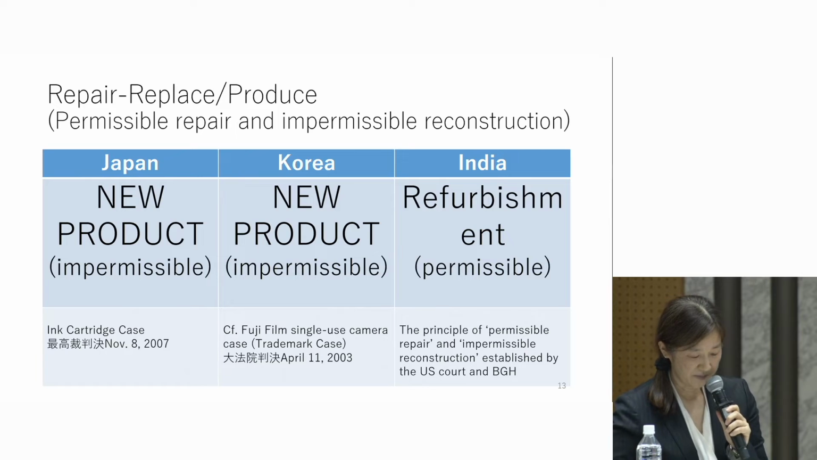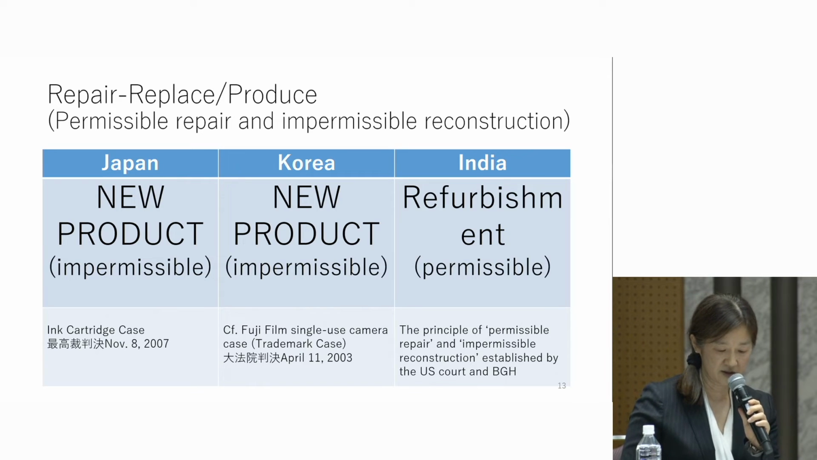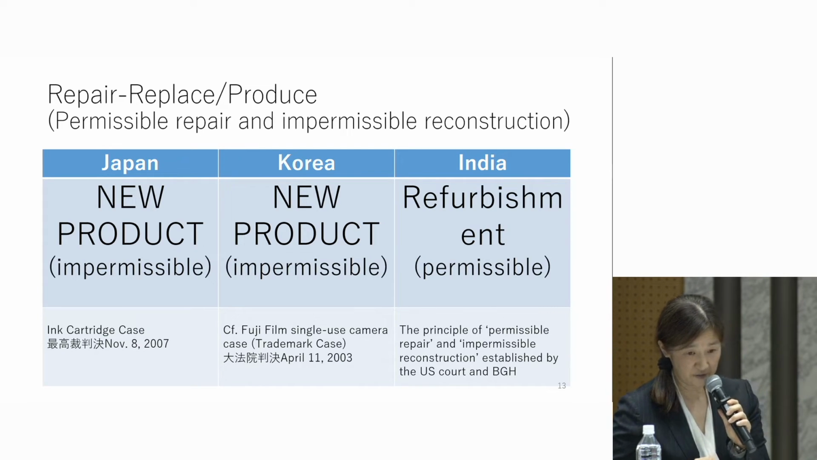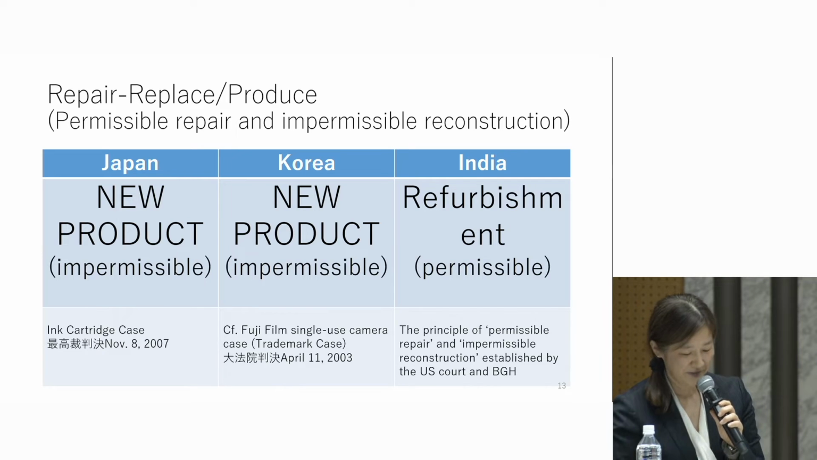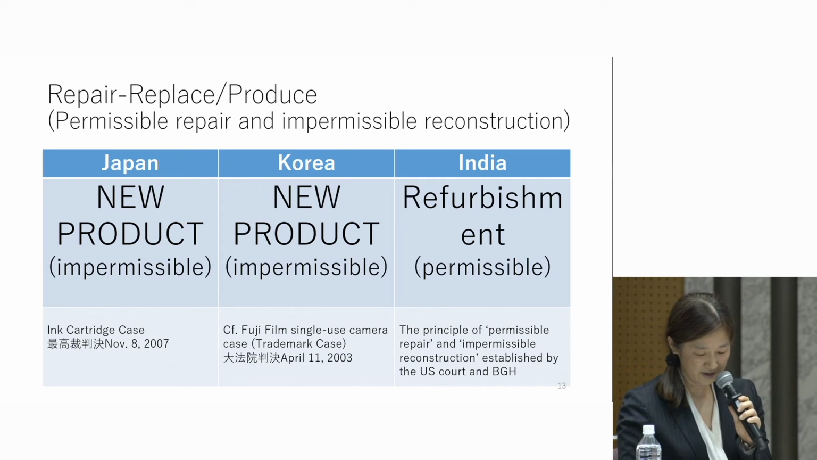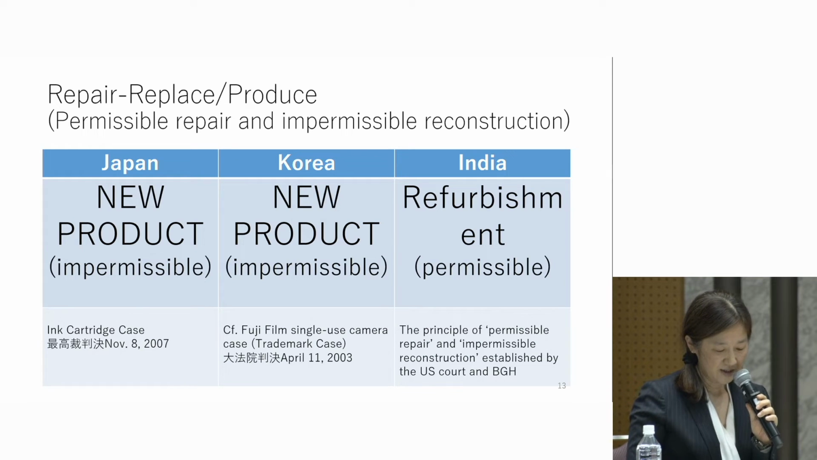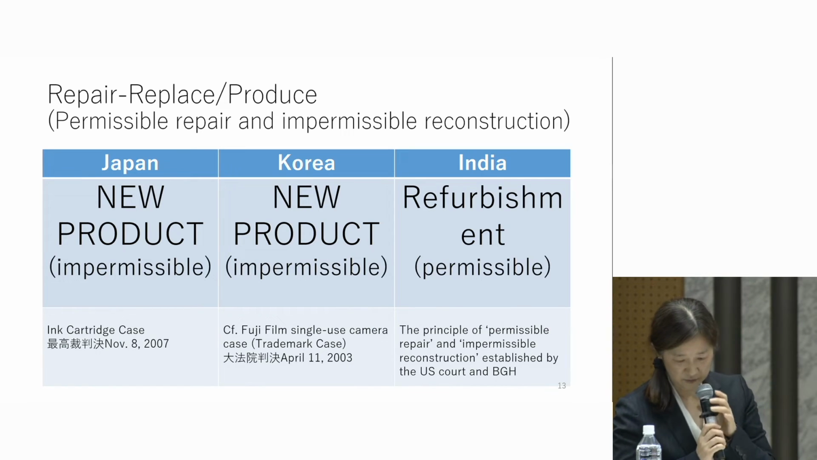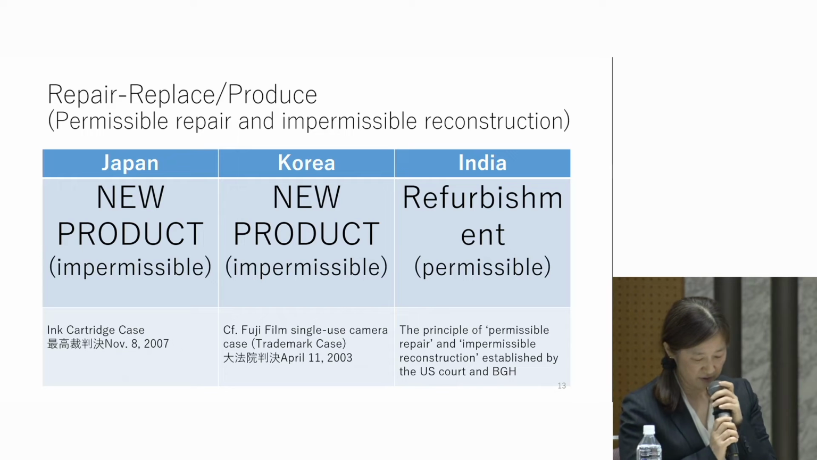Japan and Korea concluded that the defendant's product was a new product, but India concluded that it was a repair or refurbishment. So I'd like to ask the three judges again what the legal framework is in each jurisdiction for examining the defendant's product on this issue. At first, again, Judge Amano, could you explain the situation in Japan?